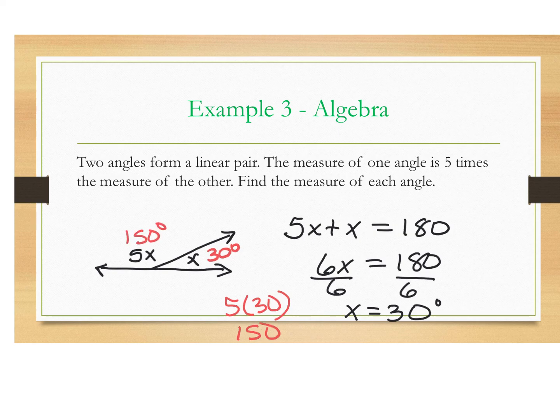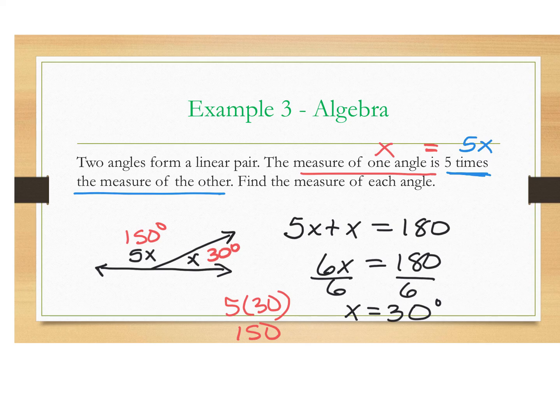Again, I'm translating as I read. So the measure of one angle, and I'm going to let that be x. The word "is" is my equal sign. And then here in the problem, it said 5 times the measure of the other. So that's where I get the 5x. Does that make sense? All right.